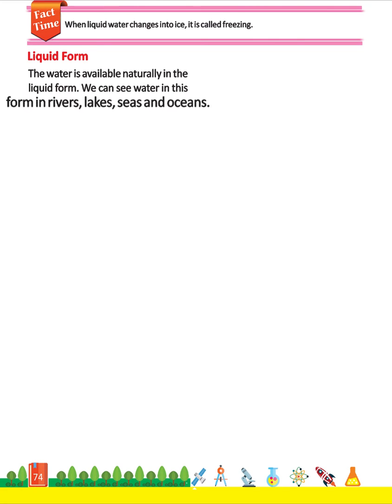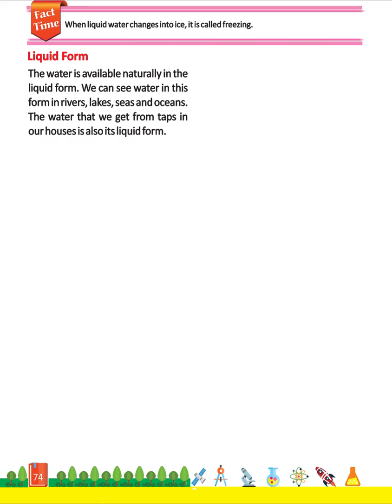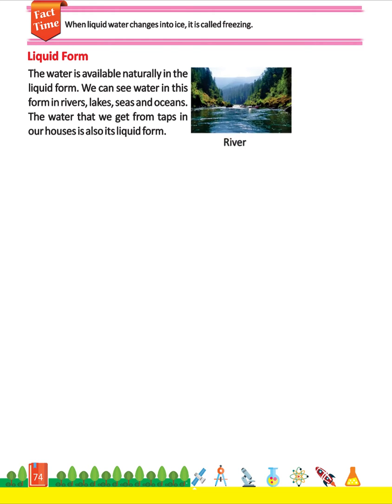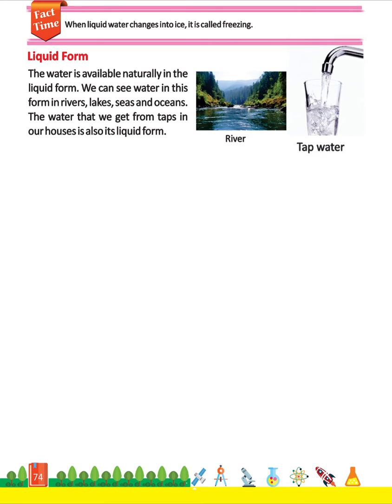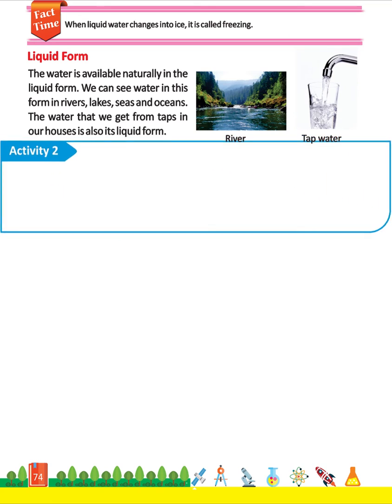Liquid form. The water is available naturally in the liquid form. We can see water in this form in rivers, lakes, seas and oceans. The water that we get from taps in our houses is also its liquid form. River, tap water.